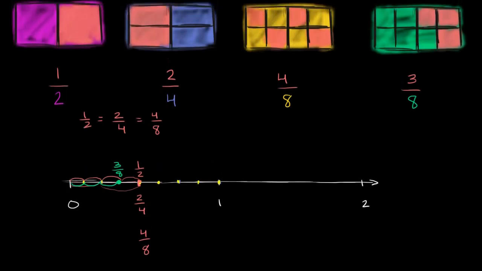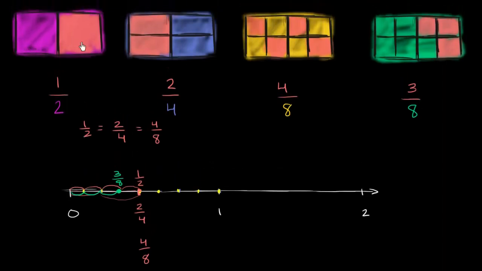So I've done that right over here. And this is 1/2. All of these rectangles are the exact same size. And this purple one over here I've split into 2 equal sections, and we've shaded in one of them. So we see that this is 1/2. Now here, I've shaded in 2 out of the 4 equal sections. And you see that this looks the exact same size as the 1/2 right over here. We started with rectangles of the same size. If you shade in 1/2 or 2/4, it looks exactly the same.